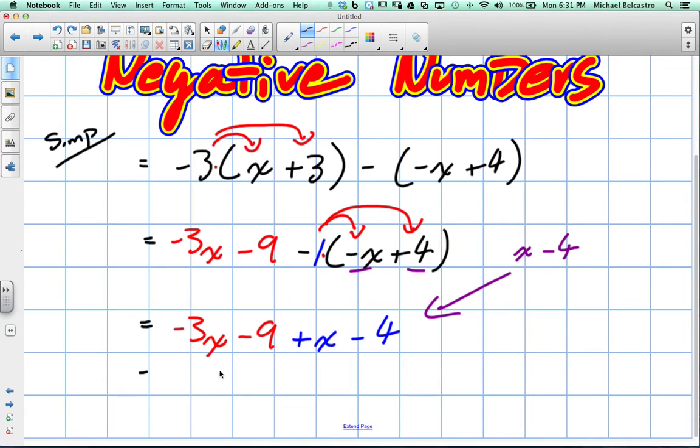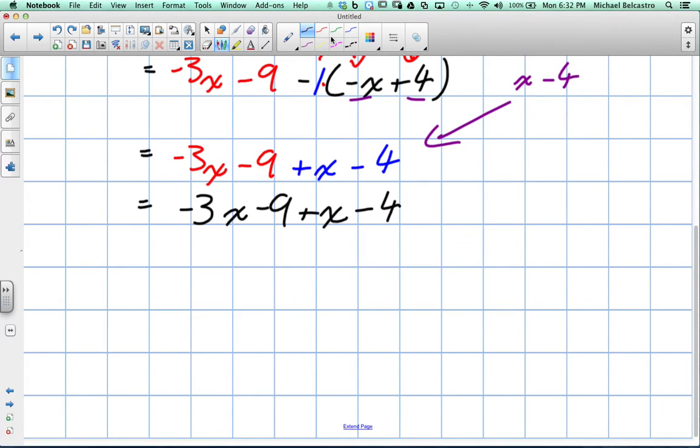I'm going to change it all to black again so it's a lot simpler to look at. So we have negative 3x minus 9 plus x minus 4. So now we have to collect like terms. What would be like terms here? The x's. Yeah, so negative 3x and positive x. And then the numbers that are whole, negative 9 and 4. So let's do the blue first. What would negative 3 plus x be?